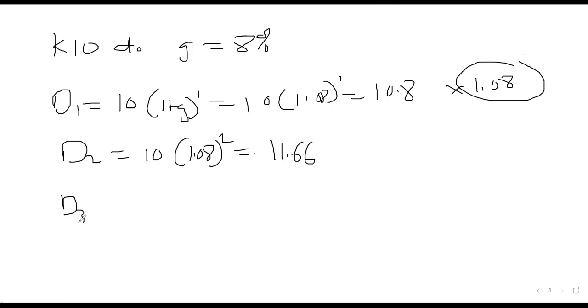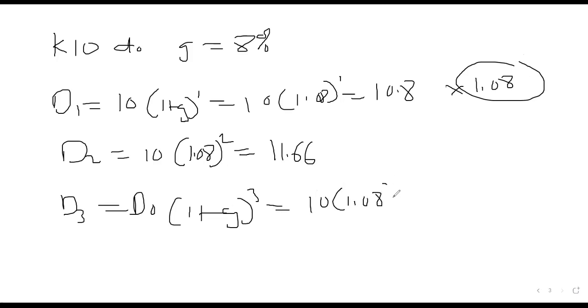So D3 will be what? D0, 1 plus growth to the power 3. So this will be 10, 1.08 to the power 3. So that's what will give us 12.6 or 59. So I said alternatively, the projection from 1 year to the other, just multiply by 1 plus R.